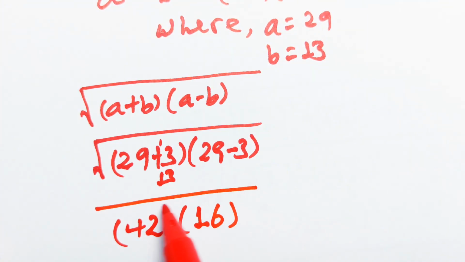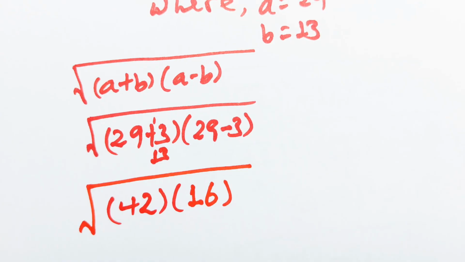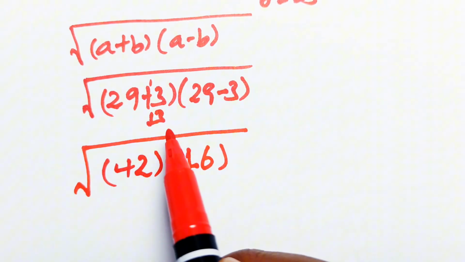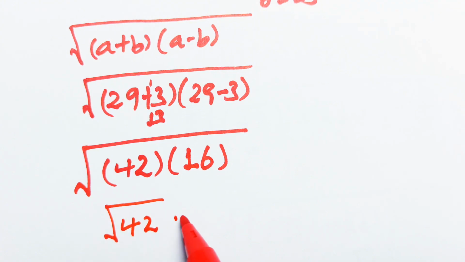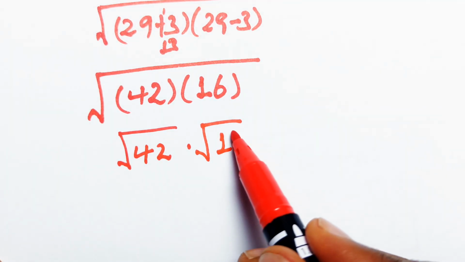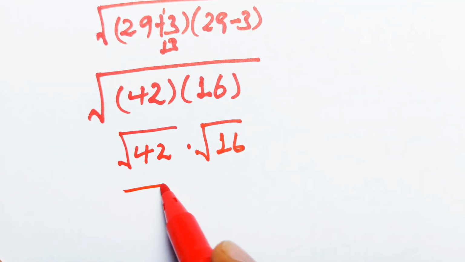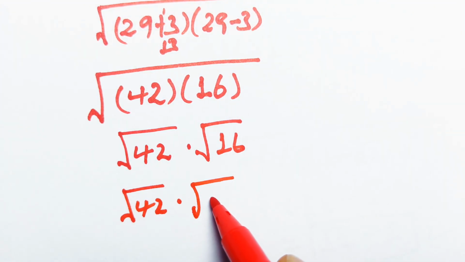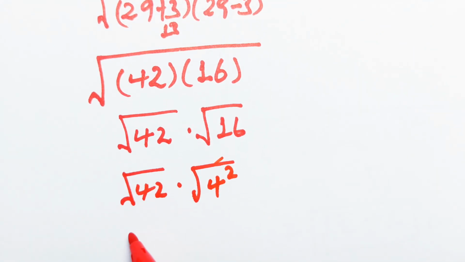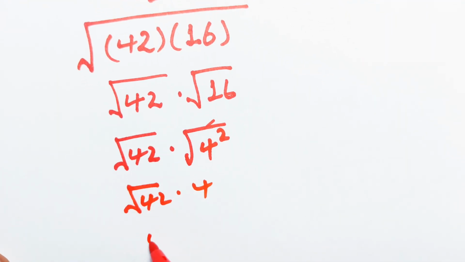And to make a square root, this can be written as the square root of 42 times the square root of 16. The square root of 16 is 4. So the square root of 42 times the square root of 16 means 4. What are we left with? The square root of 42 times 4, or 4 times the square root of 42.